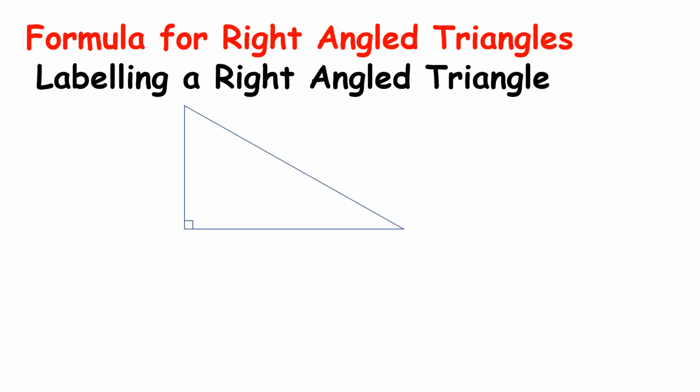So now let's look at labeling a right angle triangle. So we've labeled it for Pythagoras. When we were dealing with Pythagoras, we still talked about this being the hypotenuse. Well, what if I instead said, let's talk about the labeling of a triangle with respect to an angle.